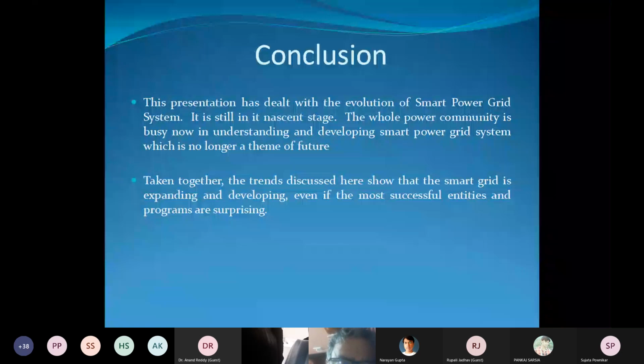What is THD? Total harmonic distortion. That should be less than 5%. And if you want to remember THD, in matrimonial ads, they call it tall, handsome, and dark, that sort of boys they want.